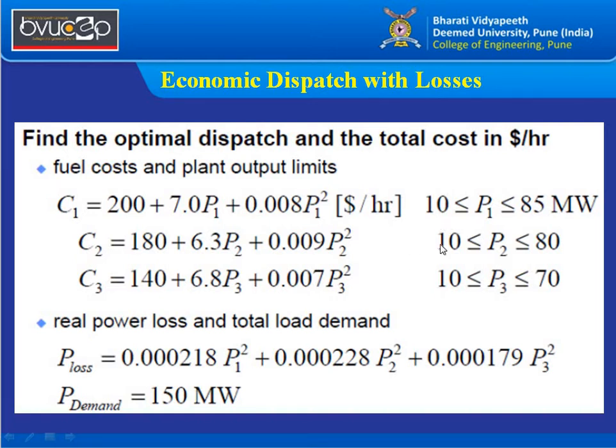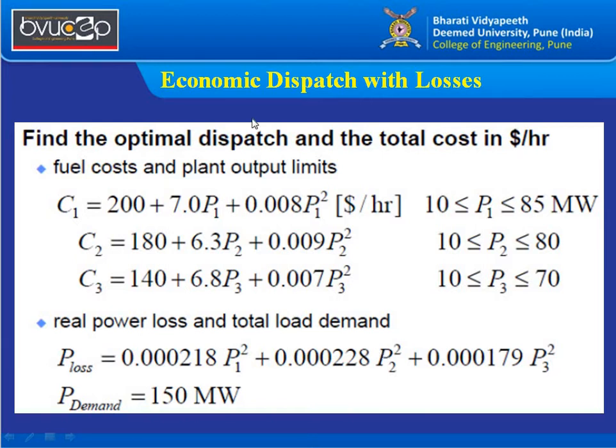Now there are inequality constraints imposed on the generators because of the transmission losses introduced in the system. So we have P1 in the range of 10 to 85. P2 for the second generating unit has the range 10 to 80, and for the third generating unit it is 10 to 70. Now the real power loss is given by the equation: 0.0218 P1 squared plus 0.0228 P2 squared plus 0.0179 P3 squared.